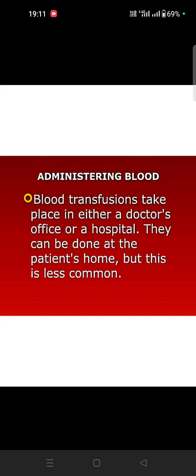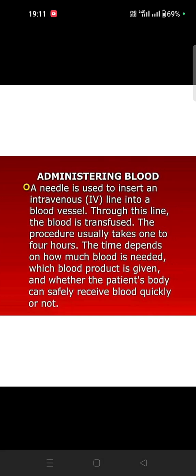Administering the blood takes place on the doctor's advice, in the hospital. Otherwise it can be done at the patient's home, but that is less common. Then for administration, a needle is used to insert the intravenous line, and then they start the blood transfusion. It is given over 1 to 4 hours, depending on how much blood is needed, so the patient safely receives the blood.